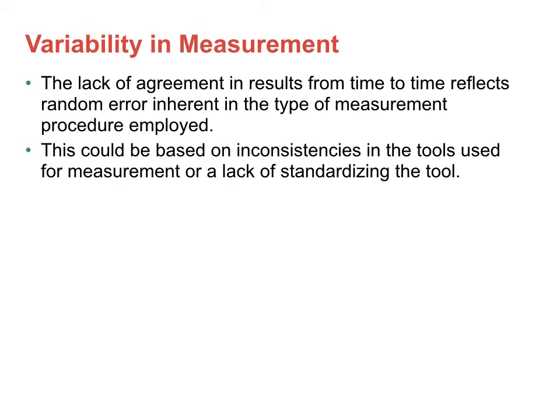The last random error can occur from variability in measurement. So the lack of agreement in results from time to time reflects random error inherent in the type of measurement procedure employed. This could be based on inconsistencies in tools used for measurement or a lack of standardizing the tool. Blood pressure, again, is another example of this.